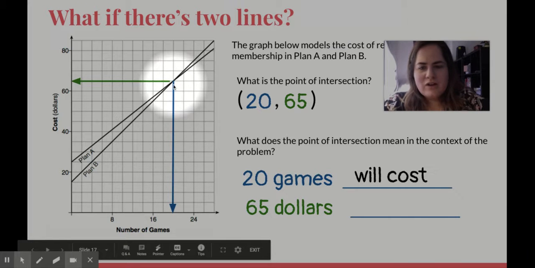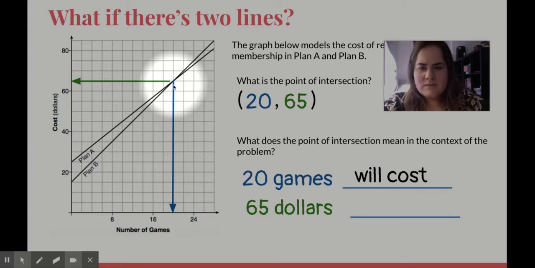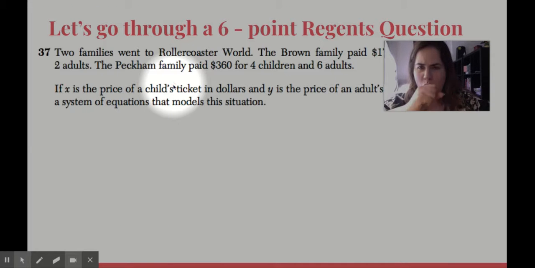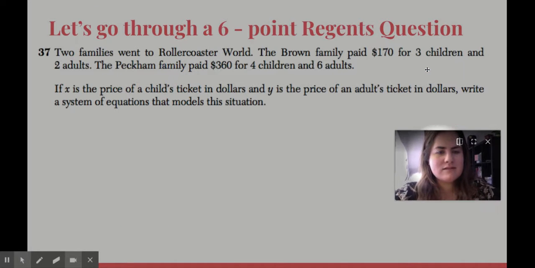Now, for which company does 20 games cost $65? If you said for both plans, you're correct, because a point of intersection is where something's happening for both. It's really your solution. So let's do another one.